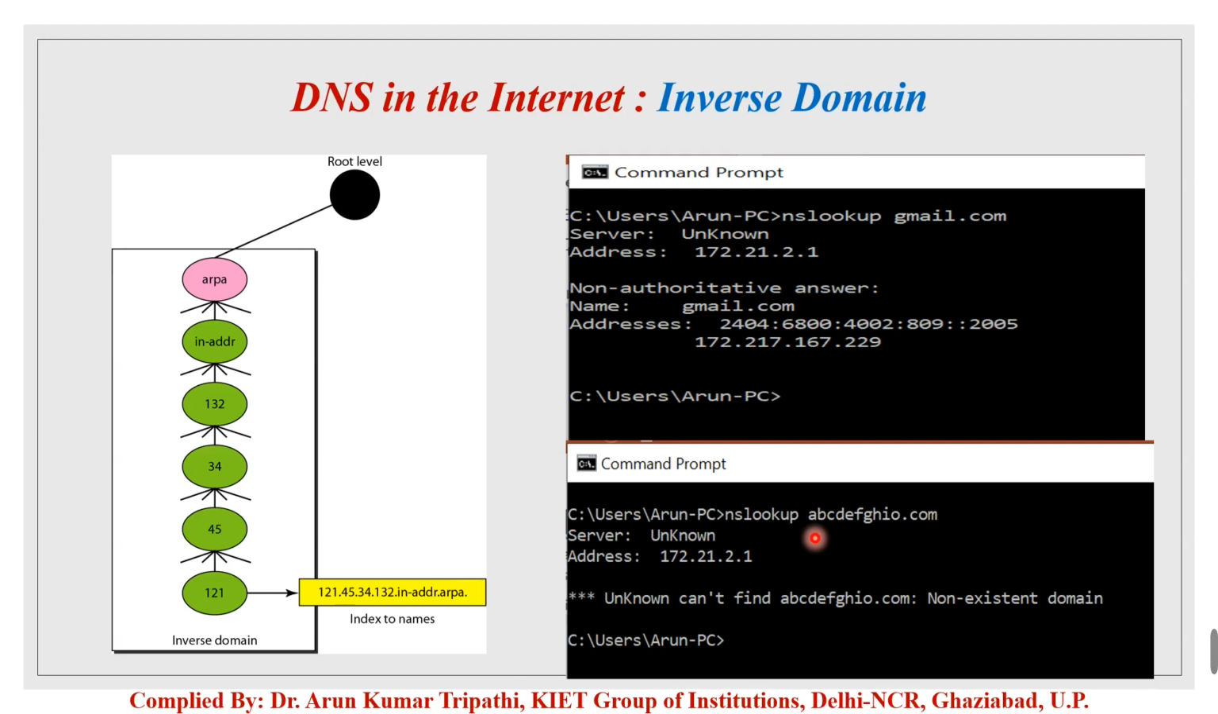Suppose that I have given an unknown domain name, abcdfghio.com. So it cannot find this domain name. If the domain name exists, it will return back the IP address. Otherwise, it will not return back the IP address because the domain name does not exist.